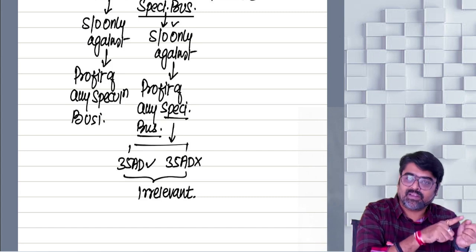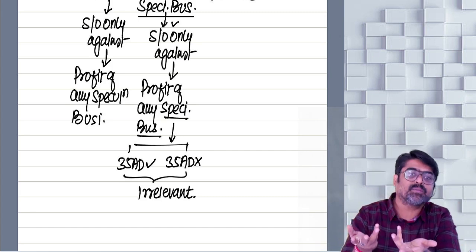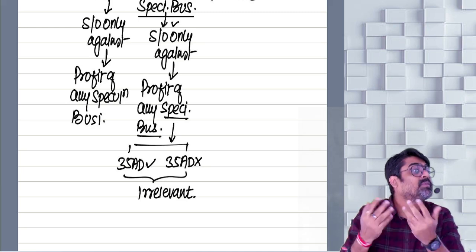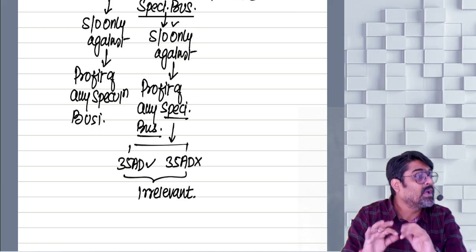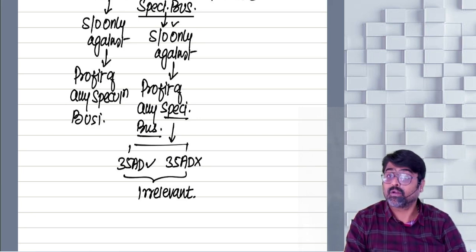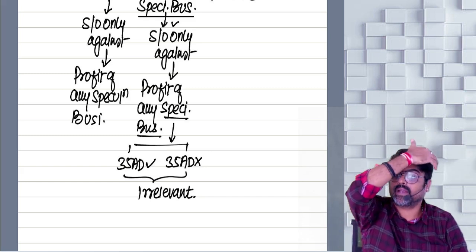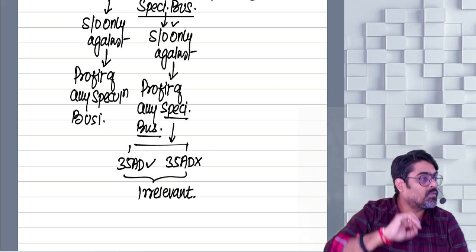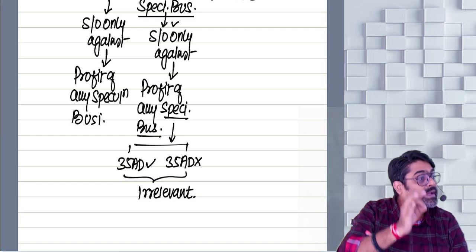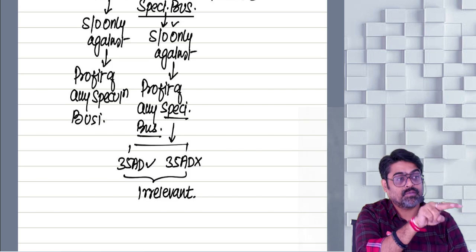So loss of business A can be set off against profit of business B? Yes, because business B is a specified business. Whether for business B you are claiming 35AD or not is irrelevant. Understanding? But you have to remember, the loss of a specified business cannot be set off against profit of any other business. It will be set off only against profit of any specified business. So there is a restriction for losses of these two businesses.